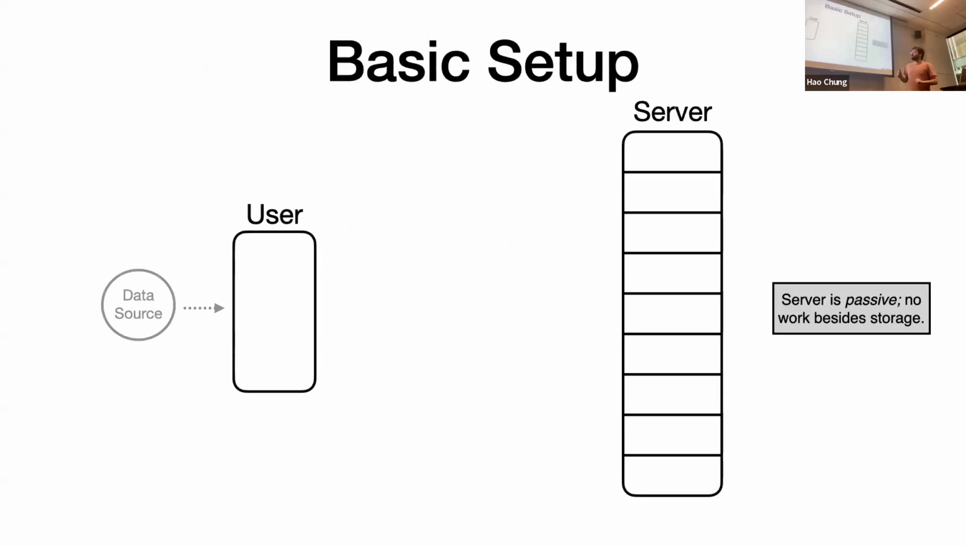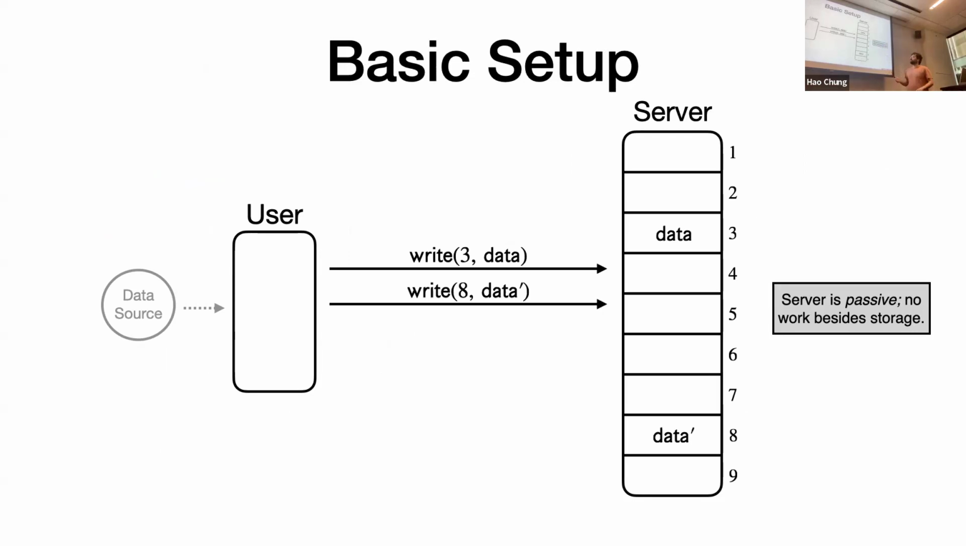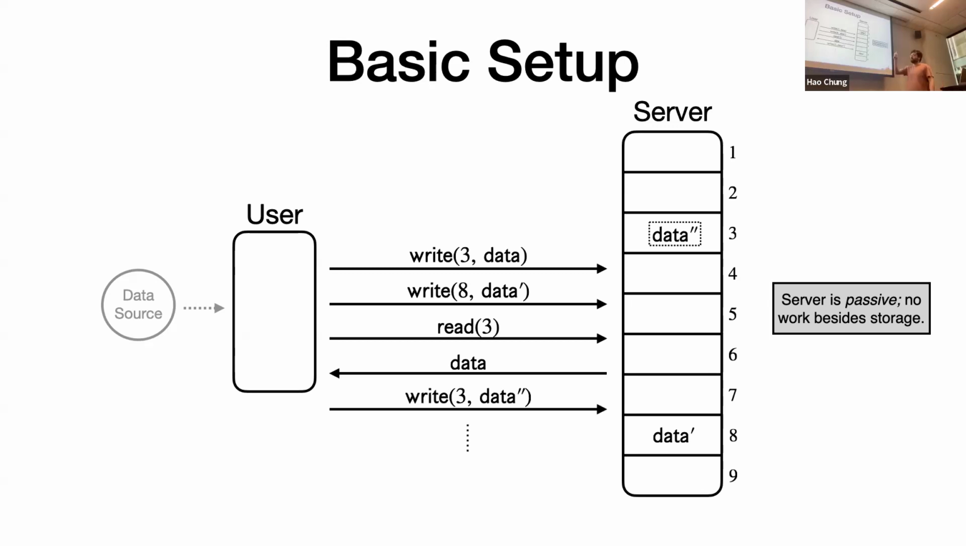So here's the basic setup. You're the user, you have some data source that's coming to you, let's say. And then there's some external server here, which we're going to assume throughout this work is a passive server. So the server here is not doing any computational work besides storing data. And then the user might issue RAM requests, like write data at address 3 or index 3. It'll write some data prime to address 8, let's say. And then when you want to read the third index, you'll get back some data. And this could go on for many rounds with reads and writes.